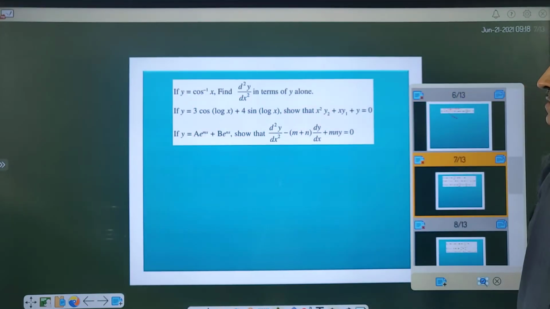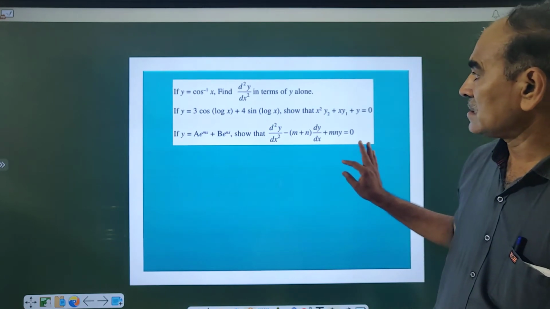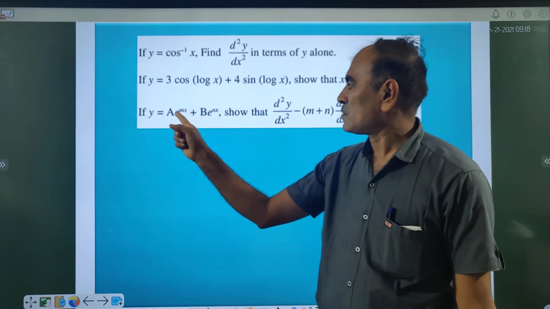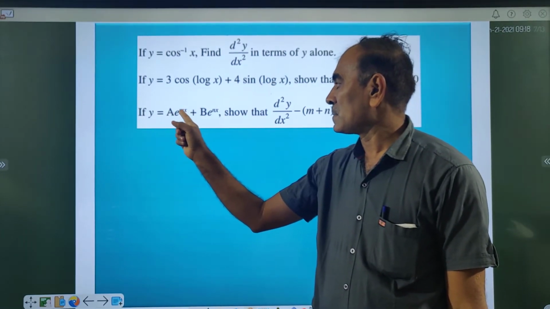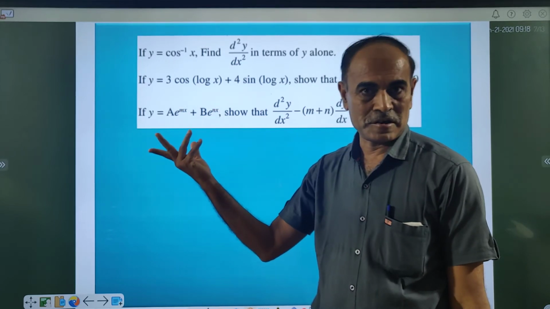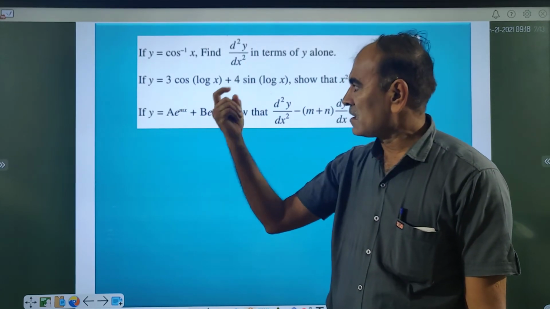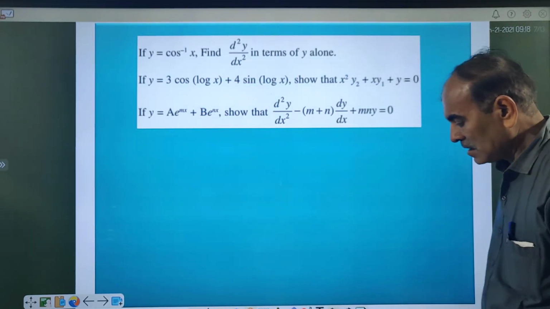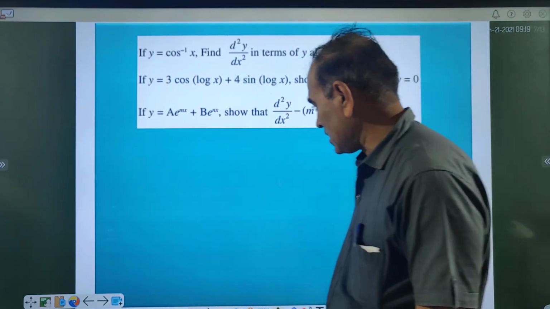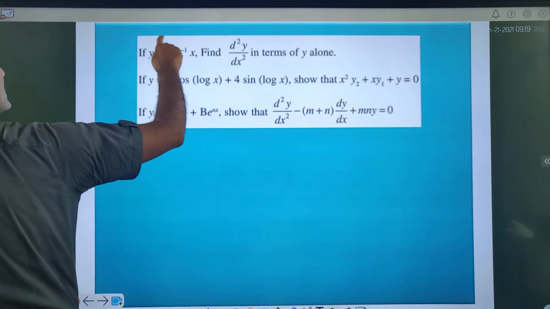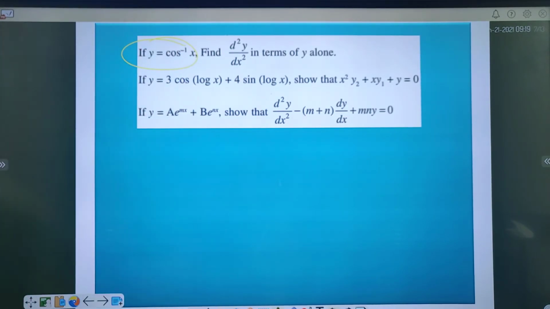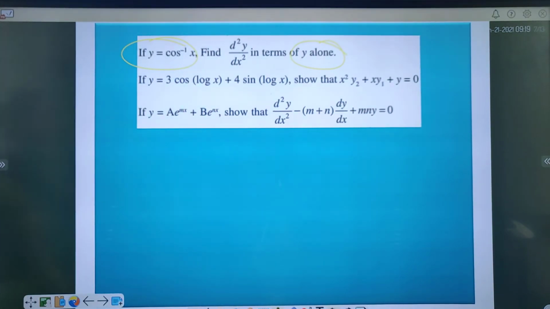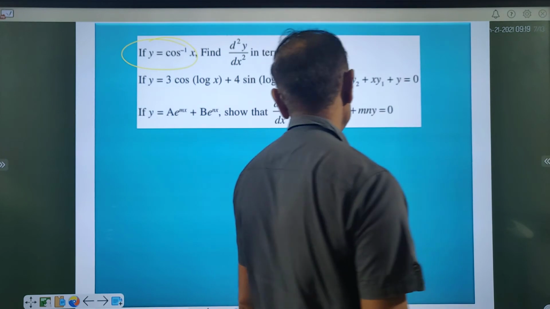Next. See, the interesting part. I already told that m is equal to 2, n is equal to 3. Likewise, that particular example is given here, and the general example is given. So let us see one by one. The interesting question here is that y is equal to cos inverse x is given. Find d2y by dx square in terms of y alone. It should be in terms of y. You can see it in both ways.